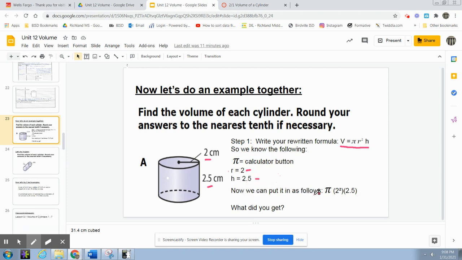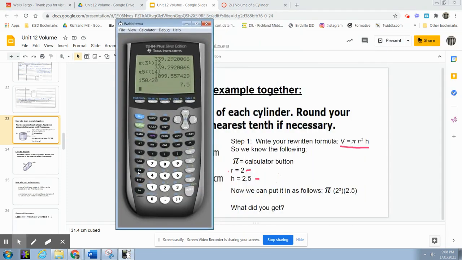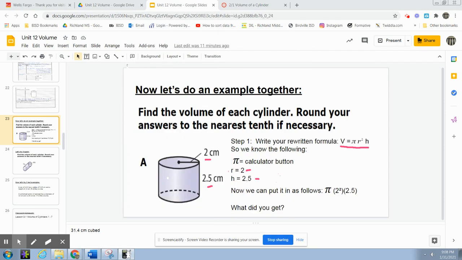So now we can put that in the calculator as follows. Pi 2 squared times 2.5. Let's see what we get. Second pi times 2 squared times 2.5. We're going to get 31.41, or 31.4. I hope you got that as well. Let's go to the next one.